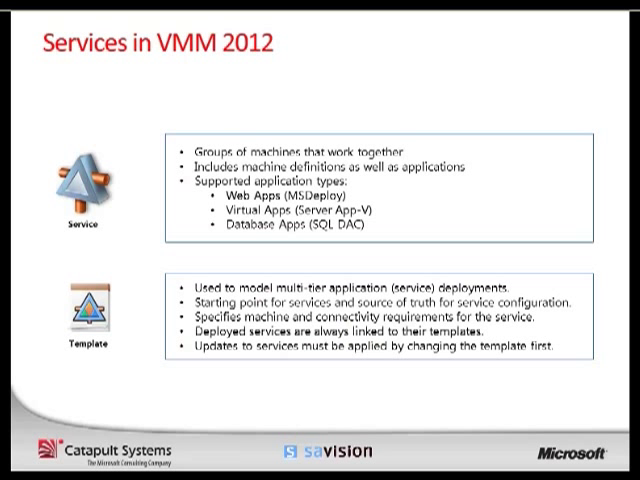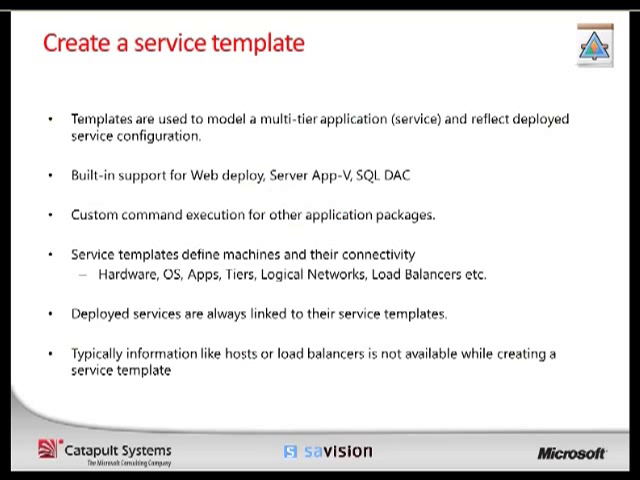Services are always updated by changing the service template. The service template contains all the settings for virtual machines that work together in one or more tiers, and can also contain load balancers and other hardware features. This whole service can then be deployed in one fell swoop, and if the load increases in the future, the service can be scaled out with additional virtual machines.